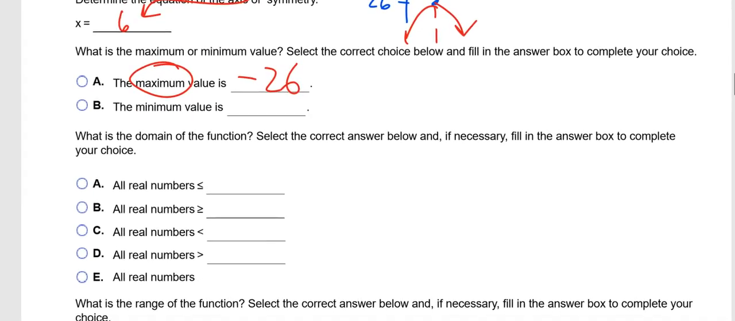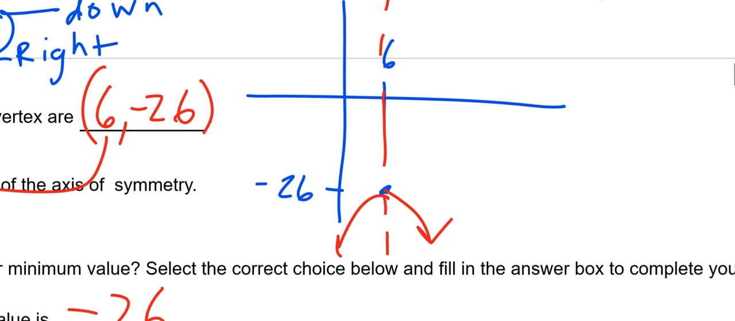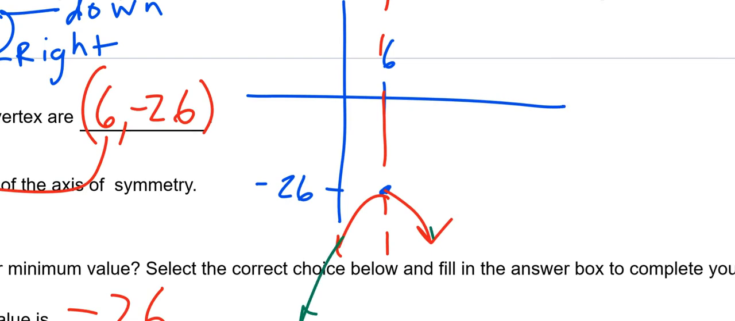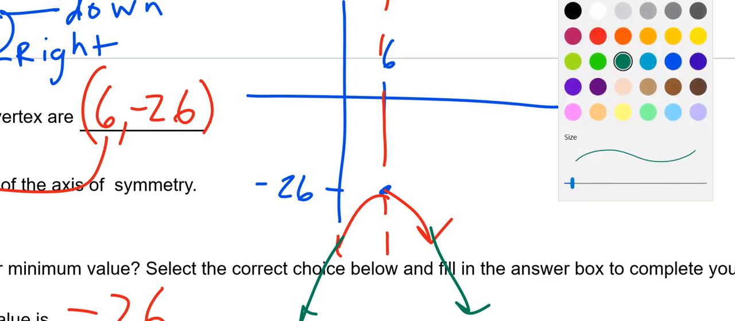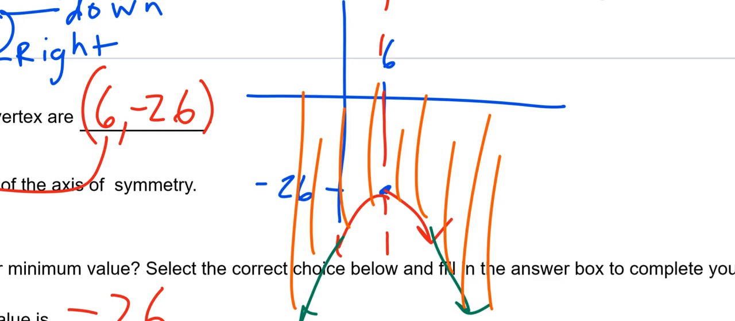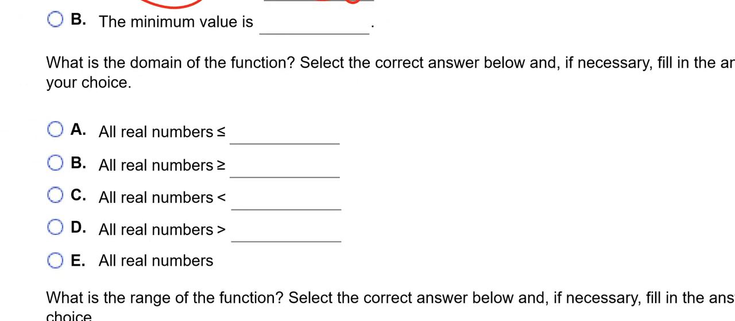Okay, folks. What is the domain? We've talked about this before. This graph is getting wider and wider and wider forever and ever and ever. And if we push all these points onto the x-axis for a long time, how much of the x-axis are you going to be covering? All of it? Now, how do we say that based on the answer choices that I've been given? All real numbers.